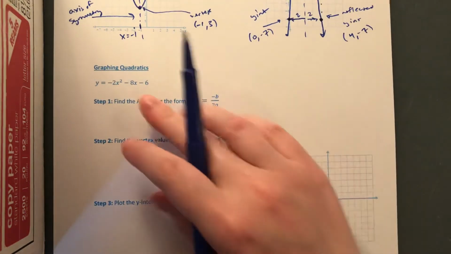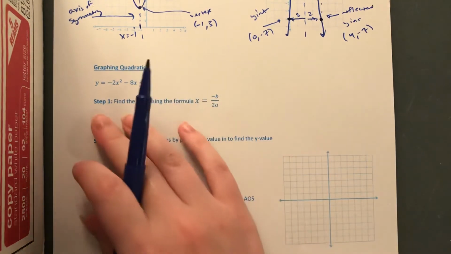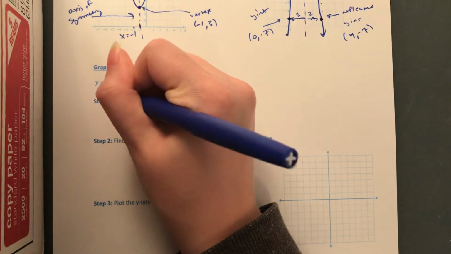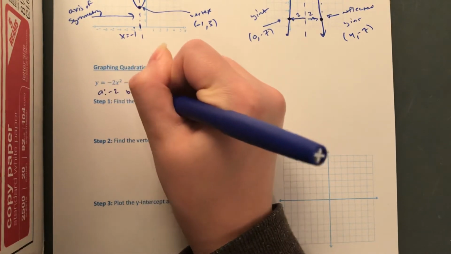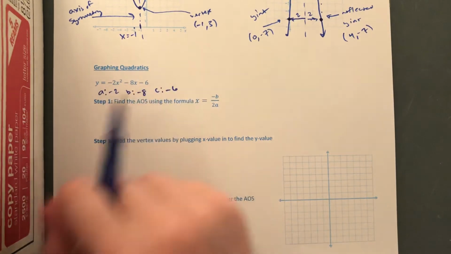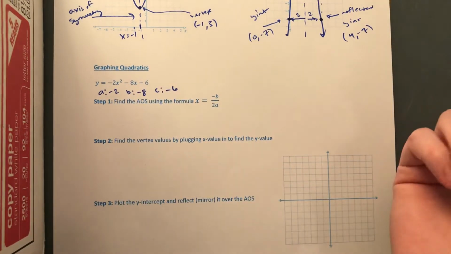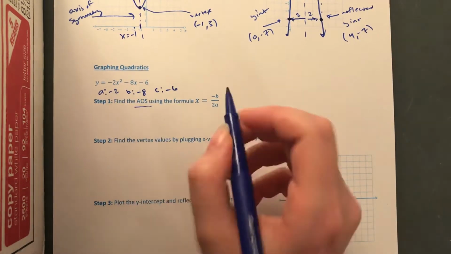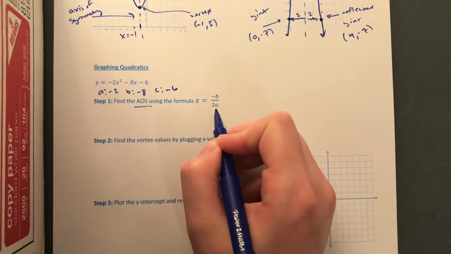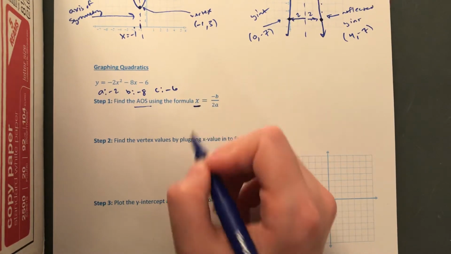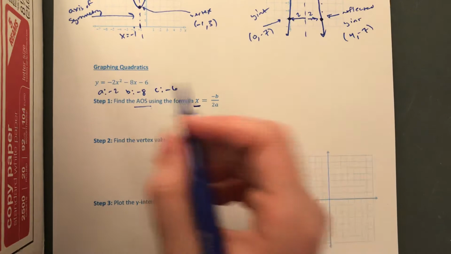Here's an example of a quadratic. Remember, even before I do step 1, the first thing I do is I label the a, b, and c values. A is -2, b is -8, c is -6. You notice everything is negative, so don't drop any negatives. And I've labeled the steps here for you guys again. So step 1 is find axis of symmetry using x equals -b over 2a. So remember, your vertex is going to pass through this, so that's why it gives you the x value of vertex.